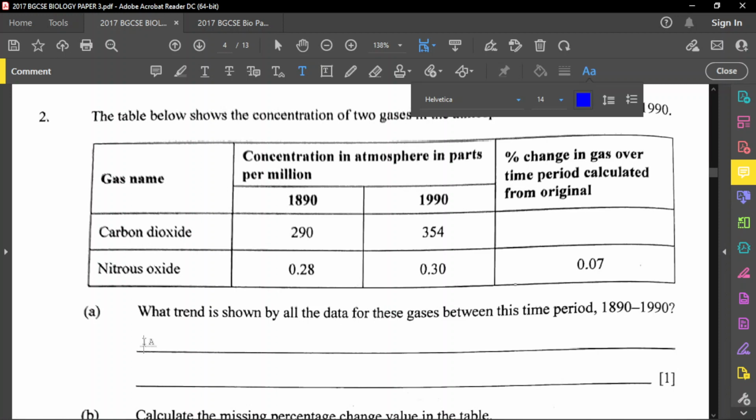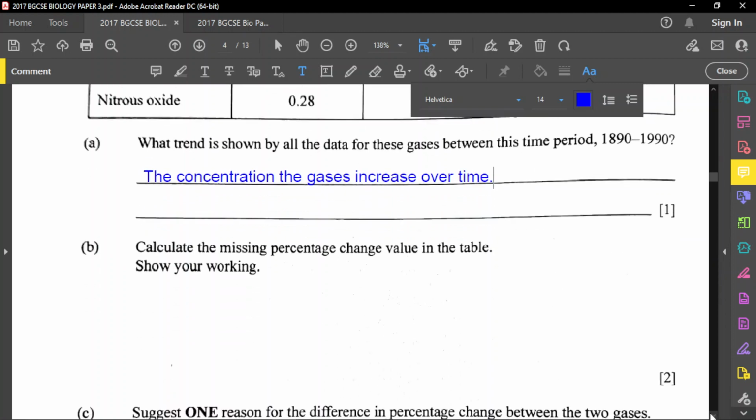Okay, so the concentration of the gases increases over time. All right, so over time you get more gases in the atmosphere. So that's pretty much it. When you say increase, then that's actually your mark. All right, so the concentration of gases increases over time.